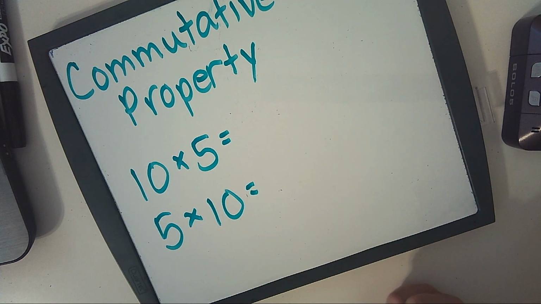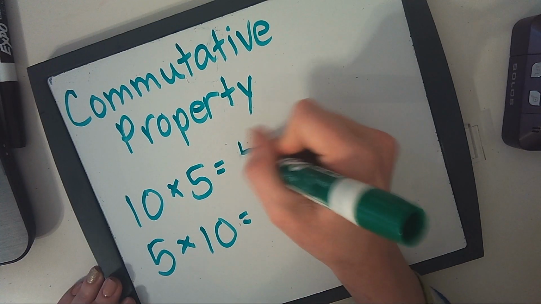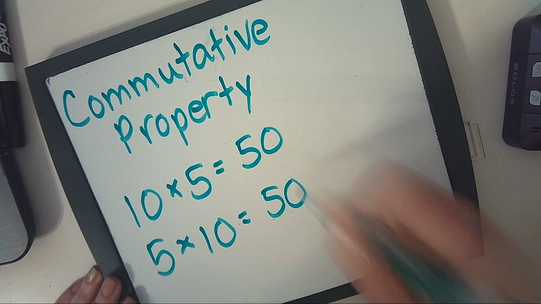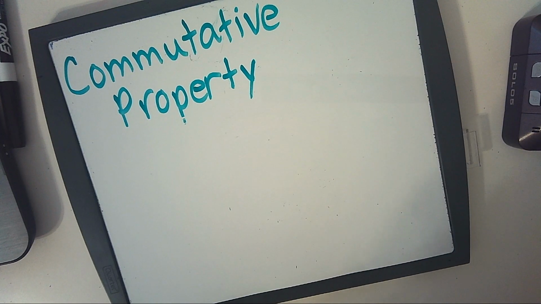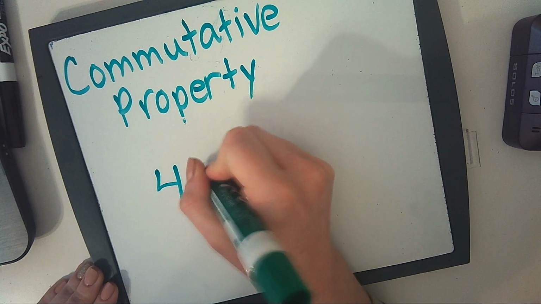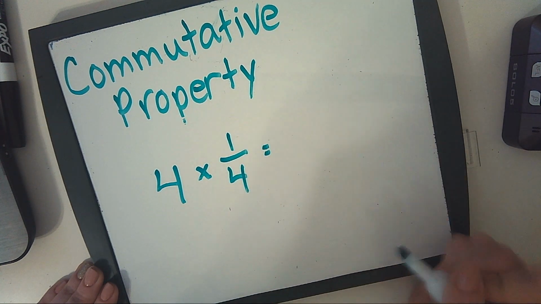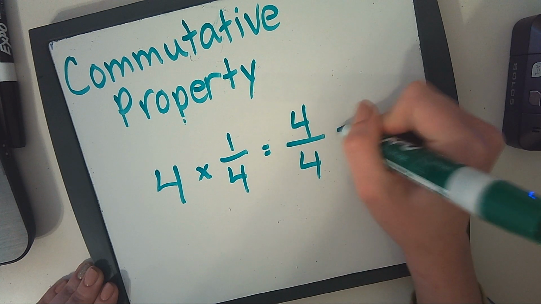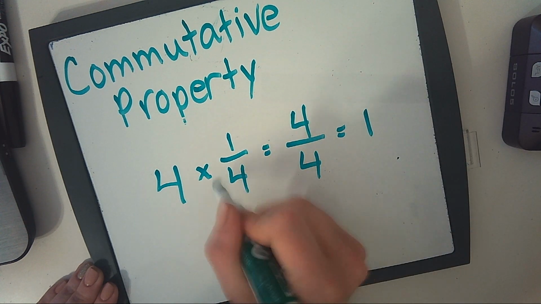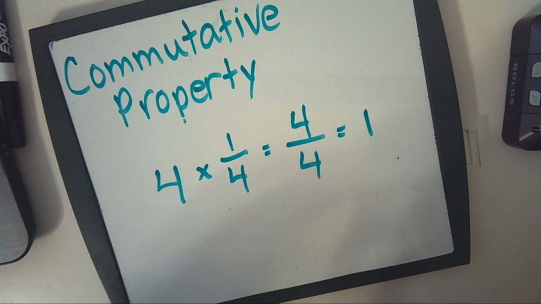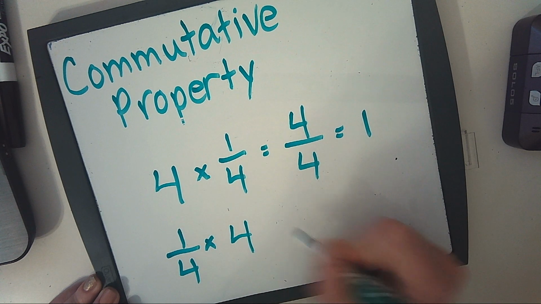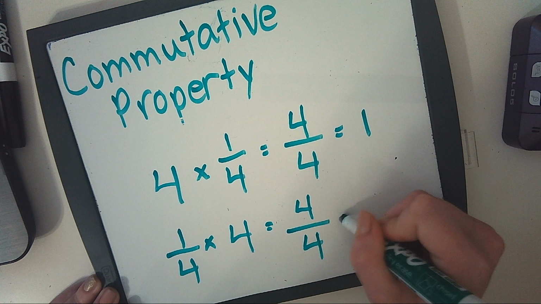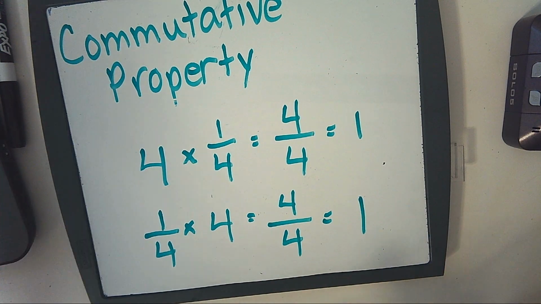So 10 times 5 is going to be the same answer as 5 times 10. They're 50. Because it doesn't really matter the order that you multiply numbers in, you'll still get the same answer, which does work for multiplying a fraction. If you are doing 4 times 1/4, you're going to get 4/4, which is equal to 1. And that's the same as switching around the 2 and saying 1/4 times 4. It's still going to give you the same answer. You can switch the factors and you'll still get the same product.